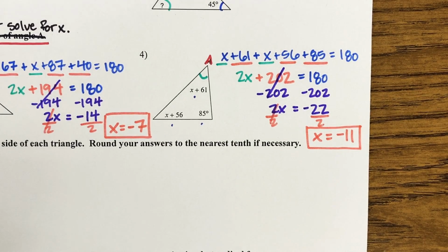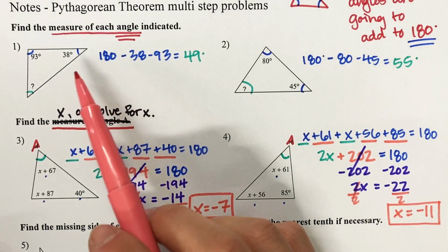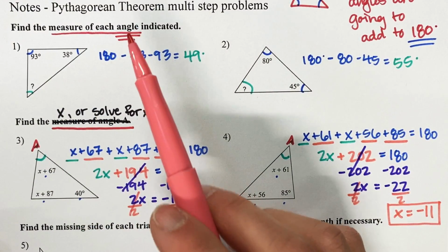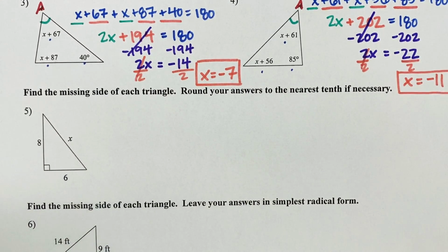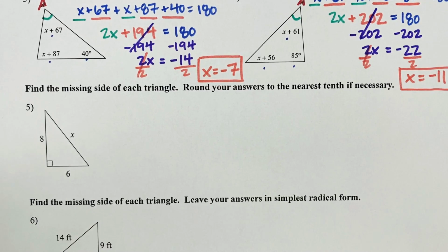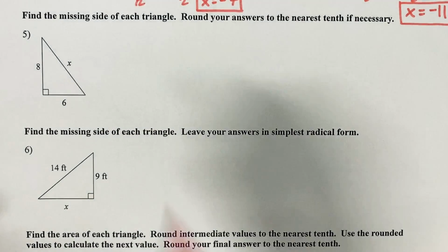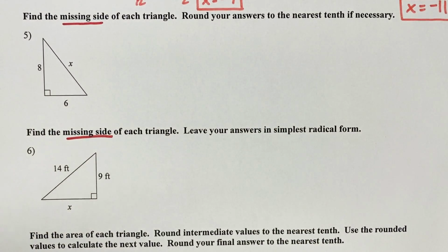Beautiful. Okay, so on numbers 1, 2, 3, and 4, we were trying to find missing angles. We were working with the inside of our triangles. Those are the angles. Okay, for numbers 5 through 8, well, actually 5 and 6, we're not talking about 7 and 8 yet. 5 and 6, we're now trying to find the missing sides.